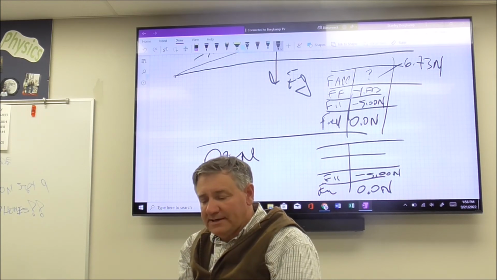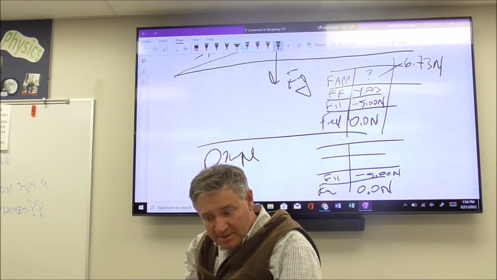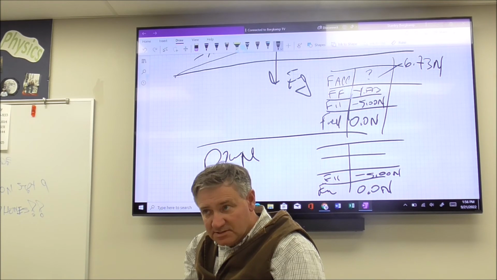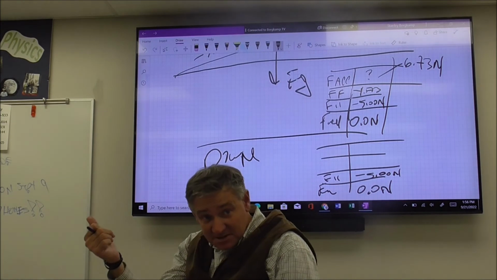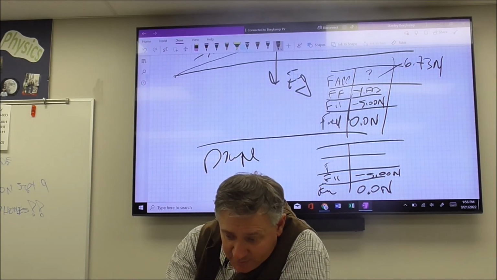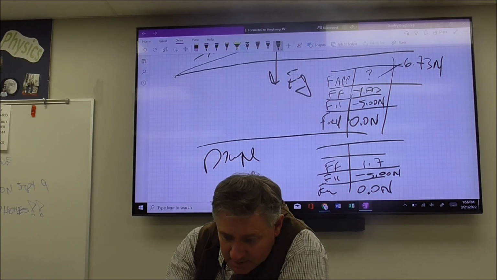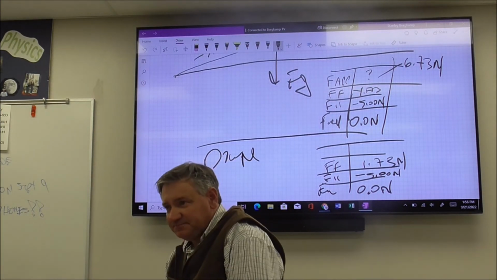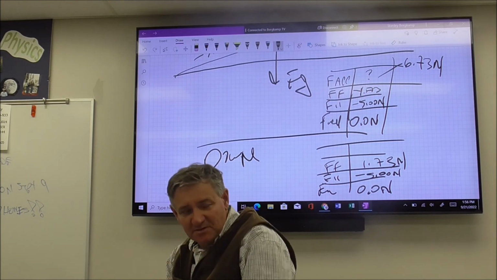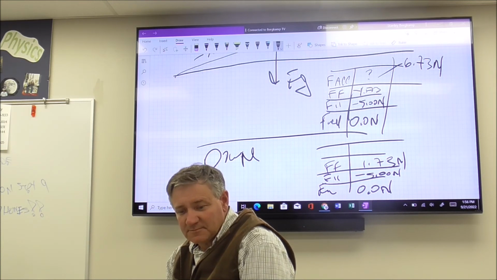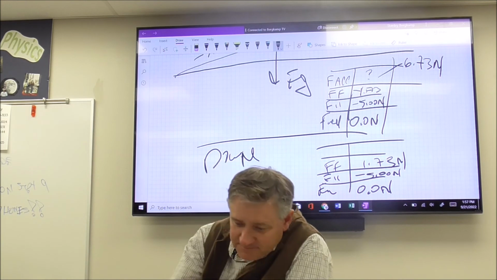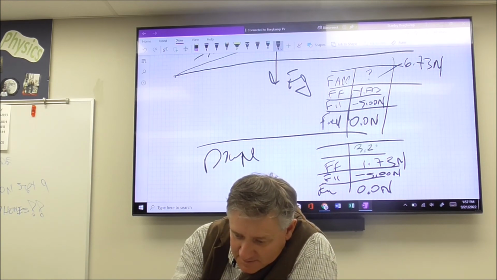Okay. But now I'm pushing up, but it's sliding down. So which direction is my force friction going to act? The opposite. Force friction is going to be acting up again, right? So my force friction now is going to be 1.73 newtons. So now, how much upward force do I have to apply? Just add up to 5. 3.27. So there's my force applied.